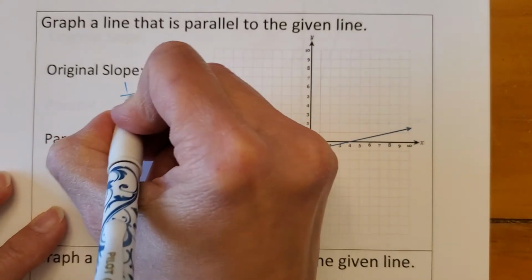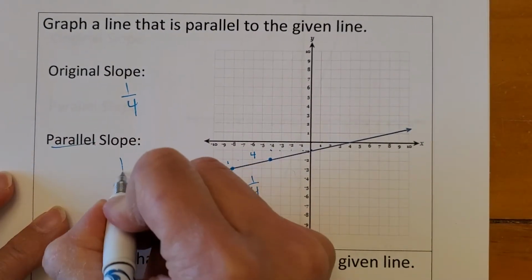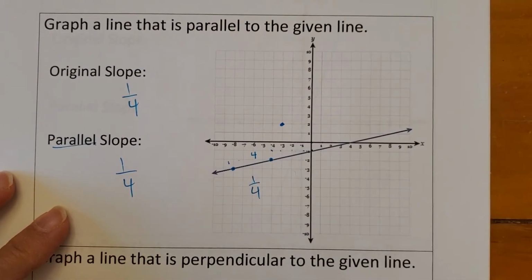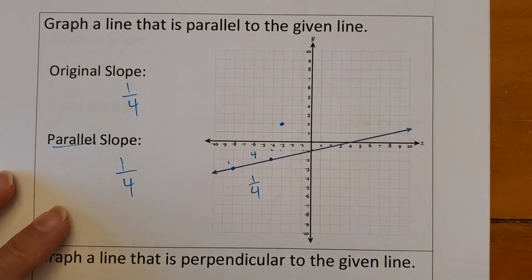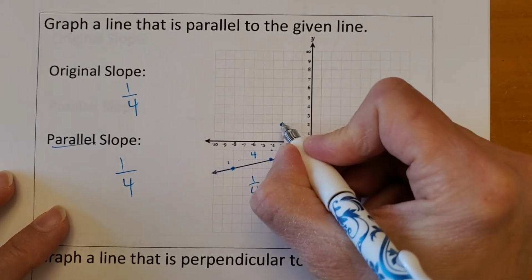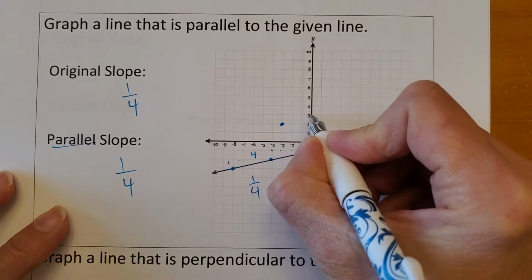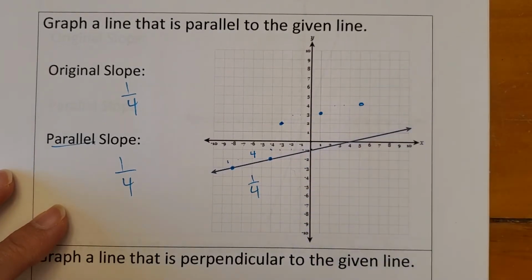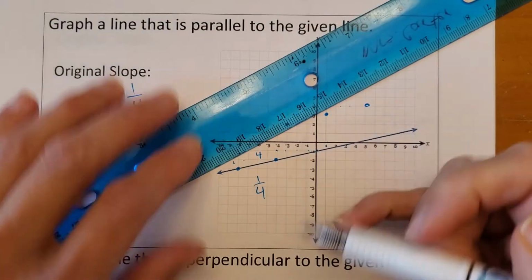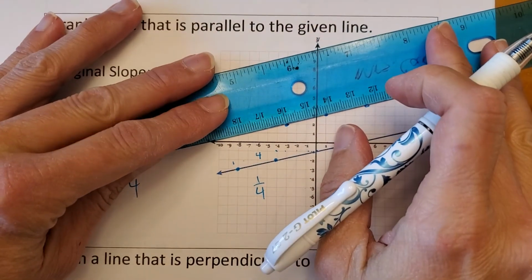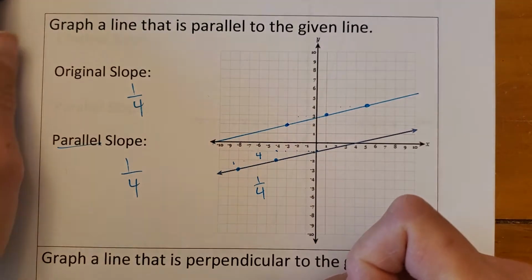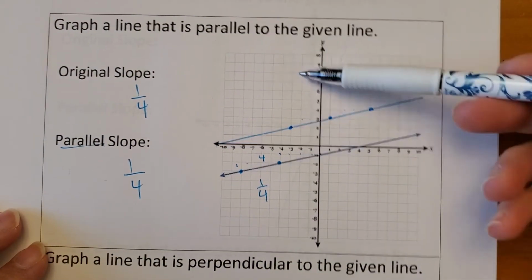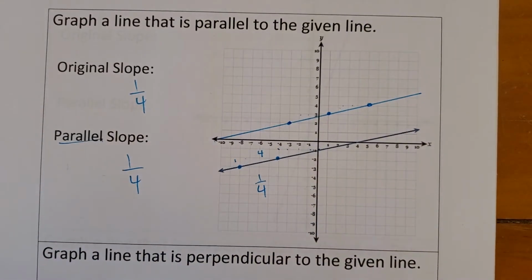So the original slope is 1/4, which means the parallel slope is going to be the same. So I just randomly pick a point anywhere on the graph, and I just say, okay, go up 1 over 4, up 1 over 4, and that line should be parallel. And then I'm going to take my ruler and connect the dots. Obviously, you don't have to do this because you can do it on the computer, but that line is parallel to that one. And like I said, you can put the parallel line above, below, anywhere you want.